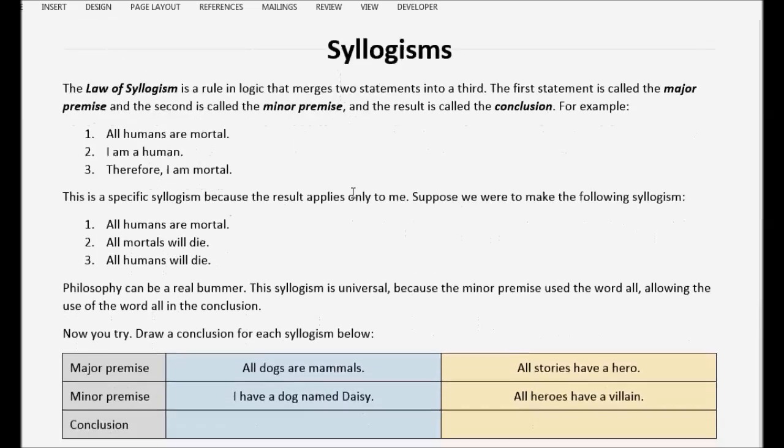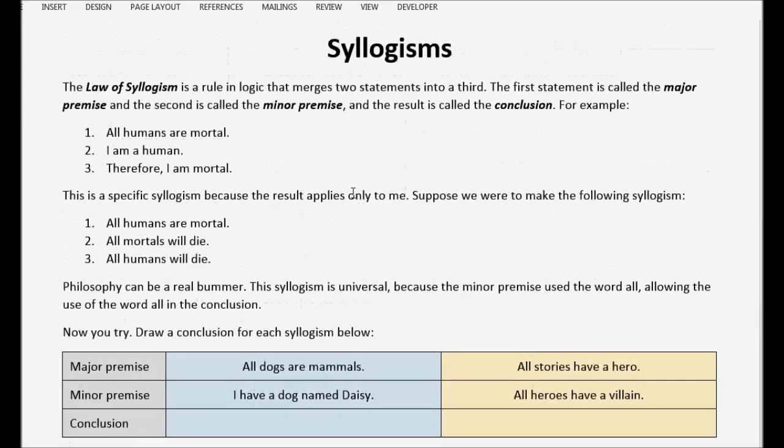Now, a syllogism is a logic rule that comes from a Greek word, and it merges two statements into a third. The first statement is called the major premise, the second is called the minor premise, and the result is called the conclusion. For example, the major premise in this first set is all humans are mortal. The second statement, the minor premise, is that I am a human. And the conclusion is that, therefore, I am mortal. Since I'm human, and all humans are mortal, I am mortal.